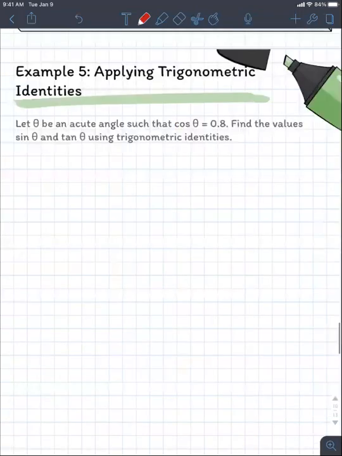Are you guys ready for this? It's not that bad. So we have that cosine of theta is 0.8. I'm going to rewrite that as cosine theta is 0.8 over 1, because I know that cosine is adjacent over hypotenuse. Are you with me still?